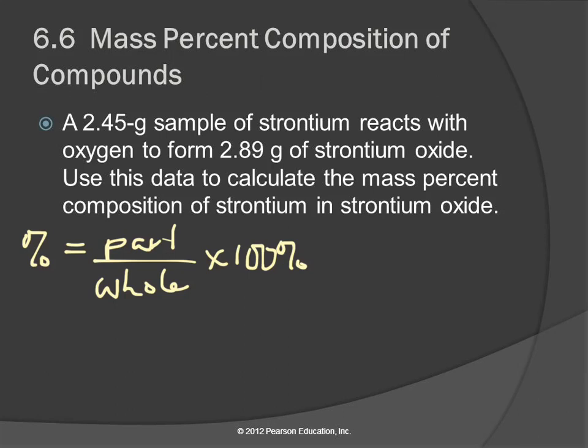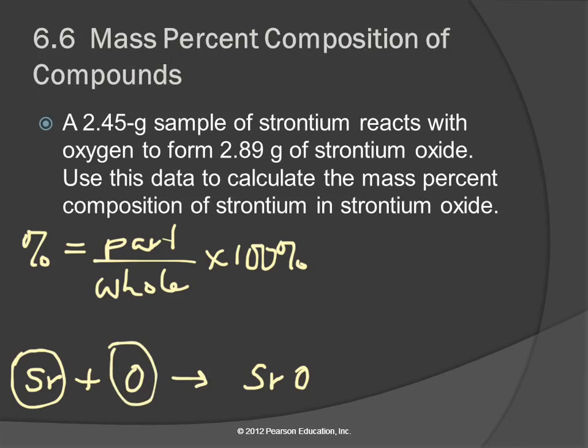So here what we have is strontium, and we're reacting it with oxygen and we're going to form strontium oxide. We're not going to balance that or do anything crazy, but it's just kind of a picture to help us see what's going on. Here's one part and here's another part, and they go together and become the whole thing, right? This is the whole, and we're told what the mass of the whole thing is. It's 2.89 grams. And we're given the mass of strontium that was used, 2.45 grams.